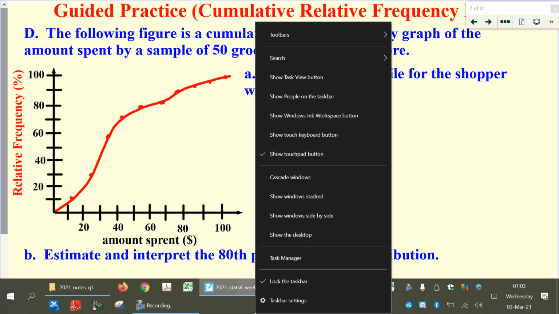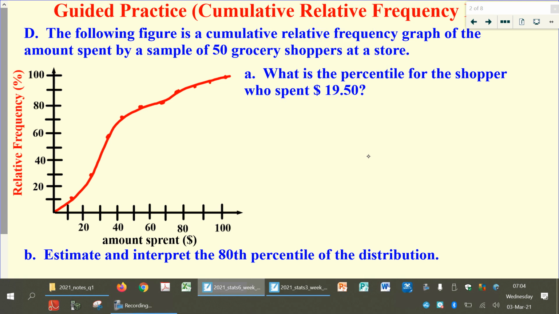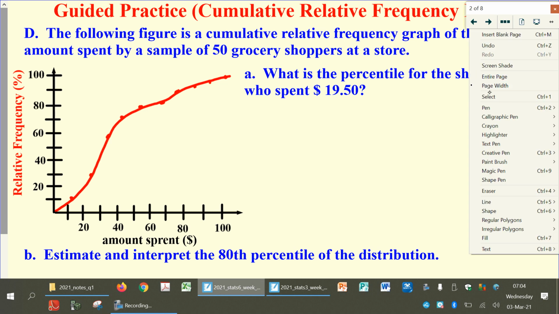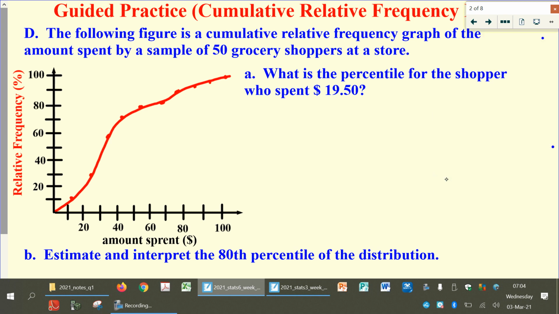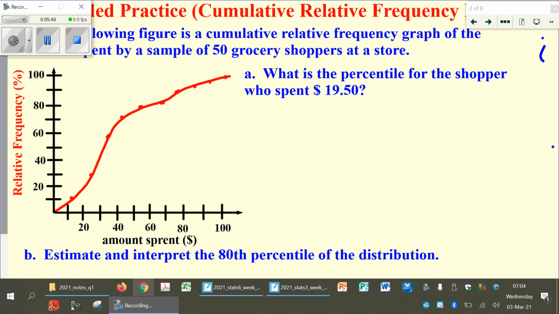And I've lost my pen. There we go. Okay, so right up against 20. Okay, we're back again here.